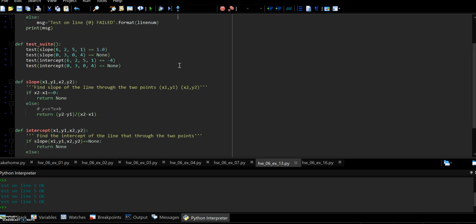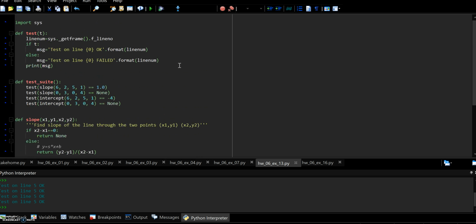So first of all, I import the assist module, and I create my first function here, test, and it has one parameter t, which stands for a condition. And my first line here, I assign the value of the variable f_lino in the method getFrame of the classes to the variable linum.